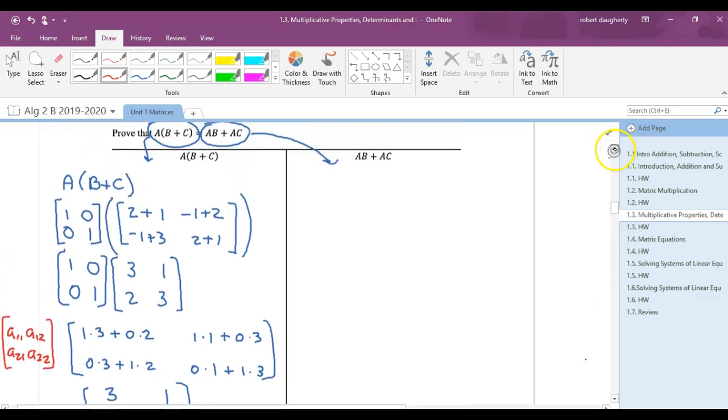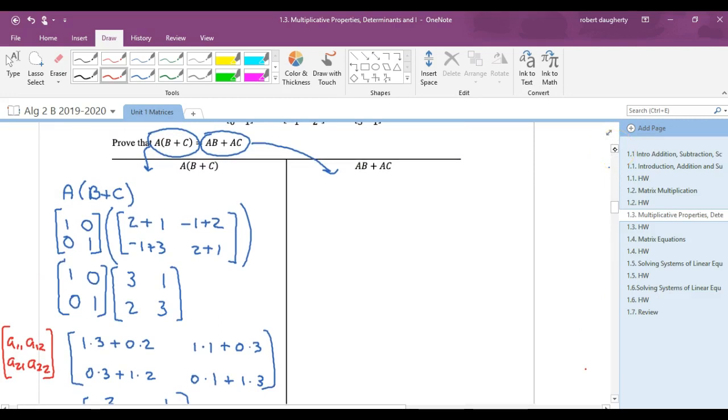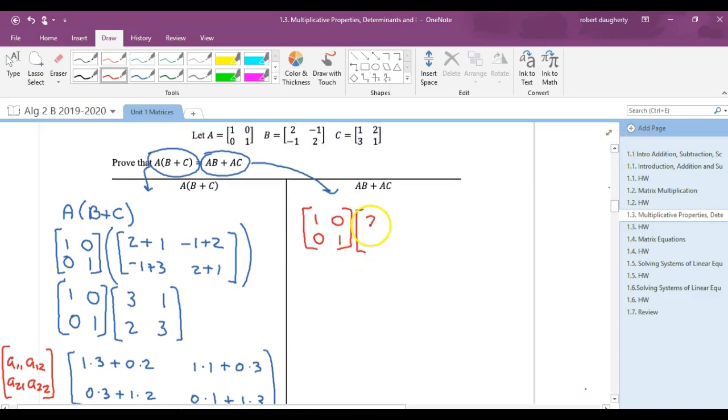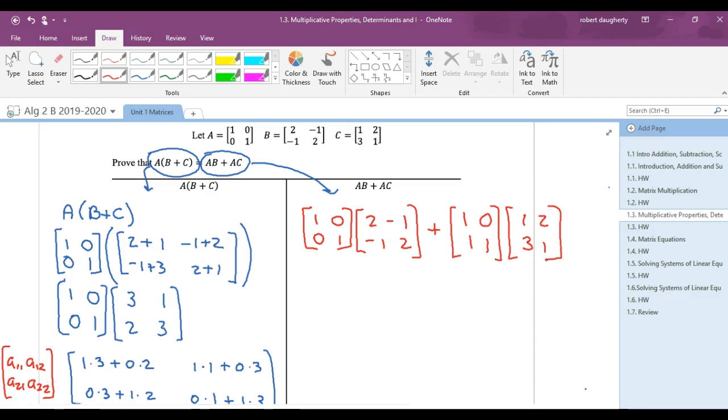Let's do it the other way. The other way says, what is AB plus AC? That's going to be 1, 0, 0, 1. That's A. And then what is B? 2, negative 1, negative 1, 2, plus AC. So are these multiplications defined? Yeah, 2 by 2 times a 2 by 2.